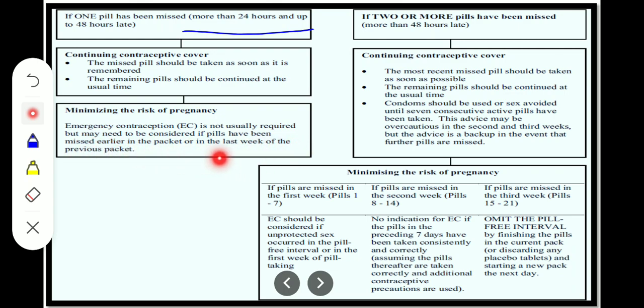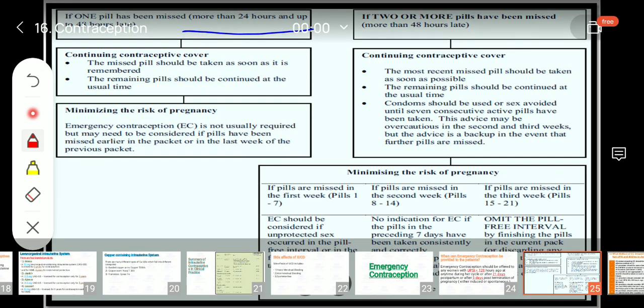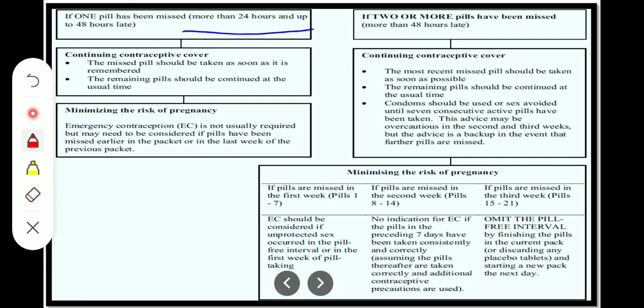So if there is a scenario in the exam that the patient just missed one pill, you will not prescribe emergency contraception. You will just say to continue the pill. But if she missed the pill at the start of the packet or in the last week, then in that case we will prescribe emergency contraception. But the problem arises when she misses 2 or more pills, more than 48 hours late.